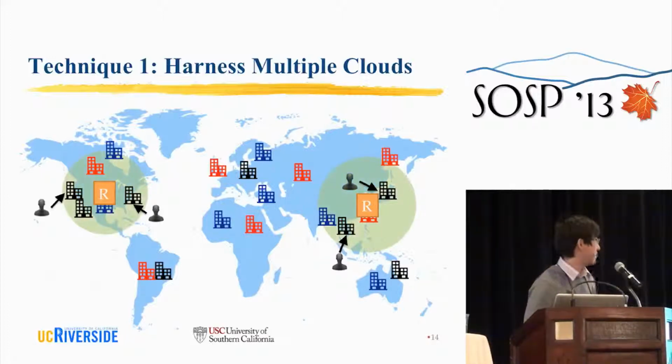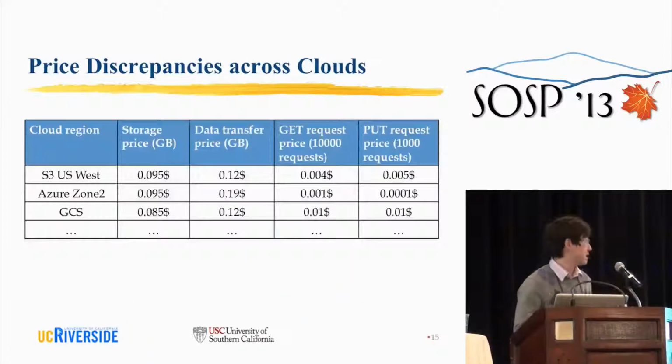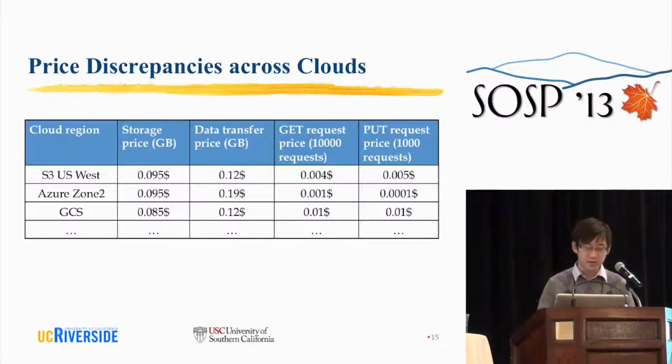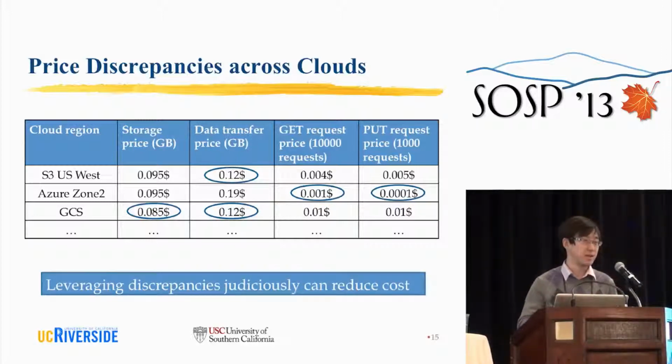There is also an added bonus of using multiple clouds, which is the price discrepancies. Here I'm showing a table of prices of 3 data centers from 3 different clouds. Each column contains the price of one dimension of the storage price. From the table, we can see that there is variability in almost all dimensions. And if we point out the cheapest price in each column, we can see that no data center has the cheapest price on all dimensions. This means that we can judiciously determine the optimal replication policy, leveraging these price discrepancies to further reduce the cost.